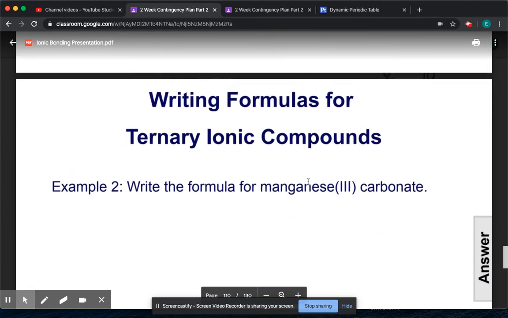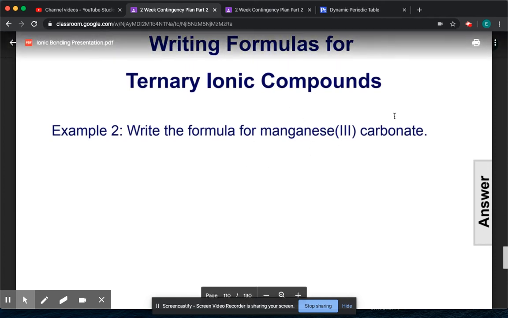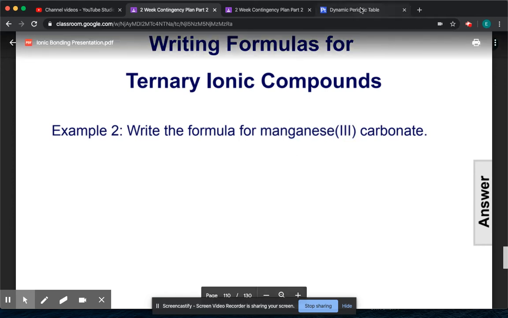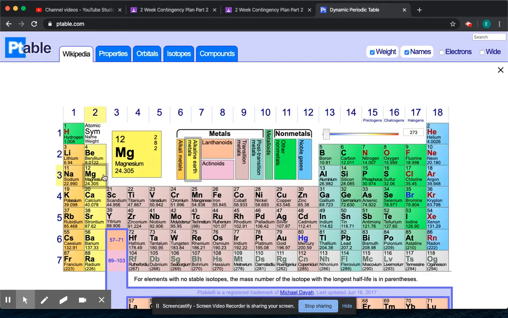And you can try these if you want. Remember, for transition metals, the number in brackets is telling you what the charge on it would be. So this is not magnesium, this is manganese. They look familiar, but they're not the same. This is magnesium right here, Mg. This is manganese, Mn. Two different elements.